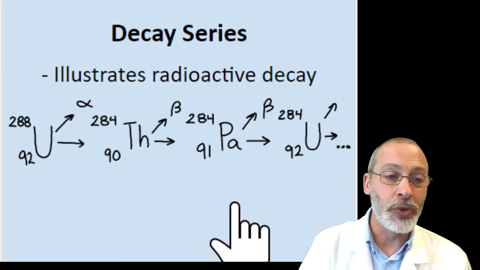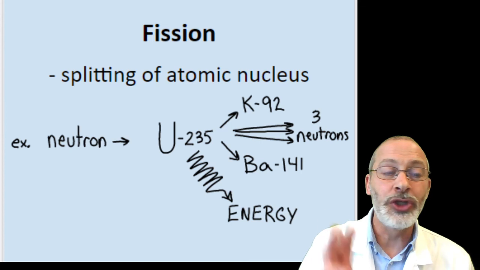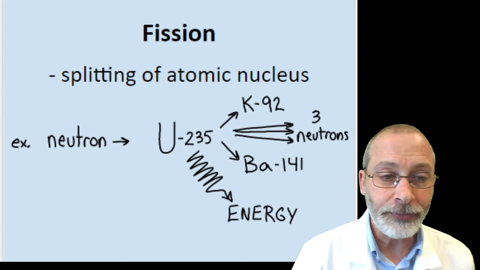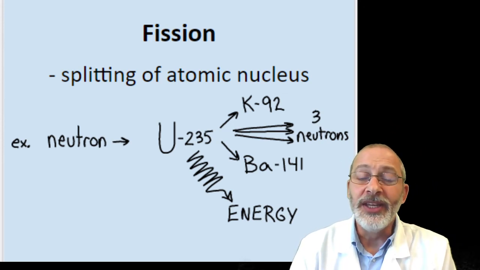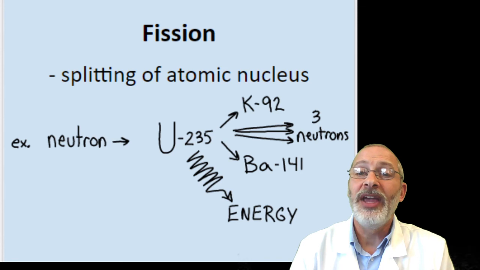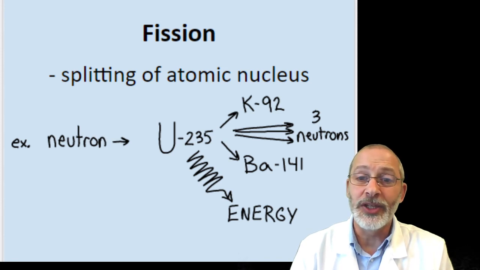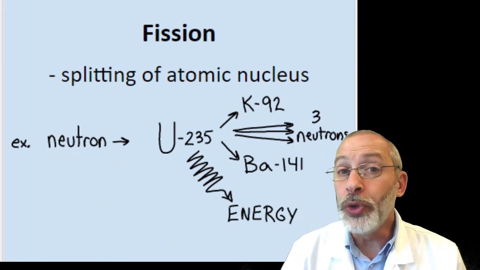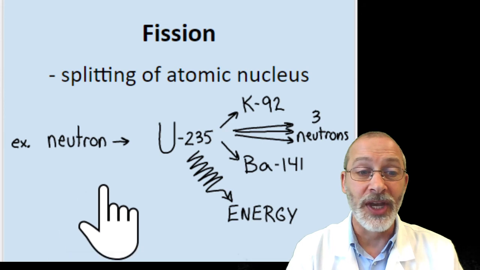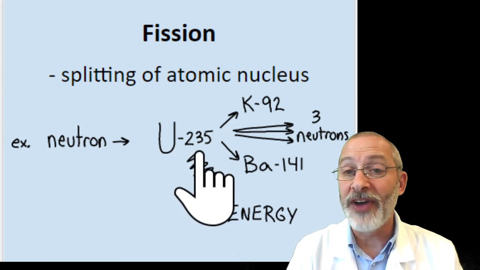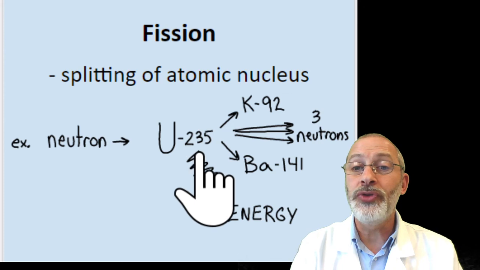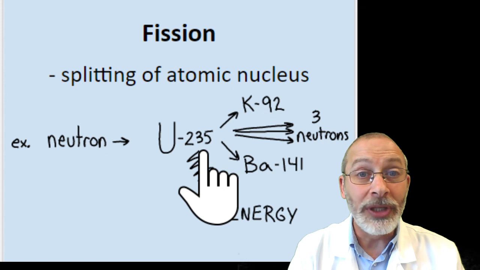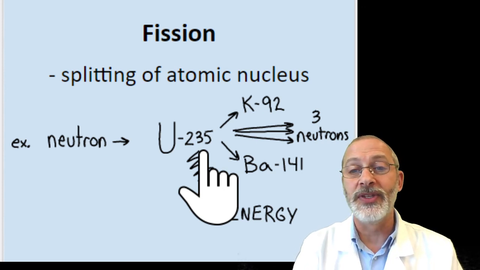But since we're running short on time, I want to finish with 2 more words here: fission and fusion. Fission is the splitting of an atomic nuclei, and this typically takes place with a large element or the nucleus of a large element, such as uranium-235. Uranium-235 is a huge nucleus for this element.